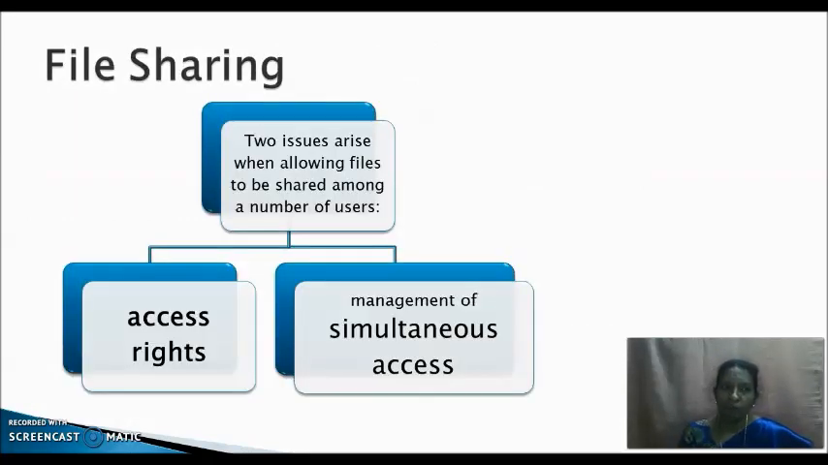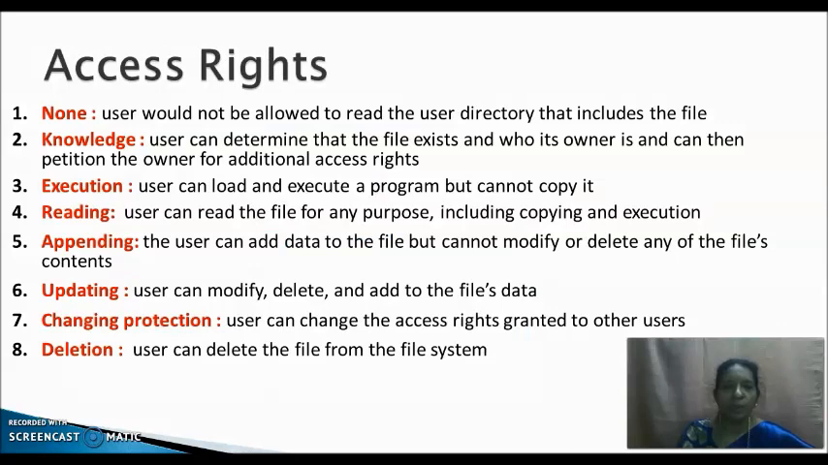When we talk about file, we have to talk about the file sharing also. When we share a file, we face two issues. One is access rights and another one is simultaneous access. Access right means we are giving some permission to the user. We have so many access rights for a file. One is none, second one knowledge, third one execution, reading, appending, updating, changing protection, and deletion.